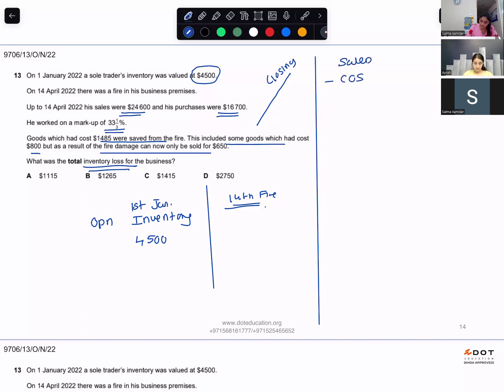So I will do the same thing. Sales minus the cost of sales will give me my gross profit. Sales is how much? 24,600. I don't know my cost of sales, and markup is 1/3 on cost. 33 1/3 is 1/3 only. So 1/3 on cost becomes 1/4 on sales. So 24,600 divided by 4, my gross profit is 6,150. So my cost of sales would become how much?